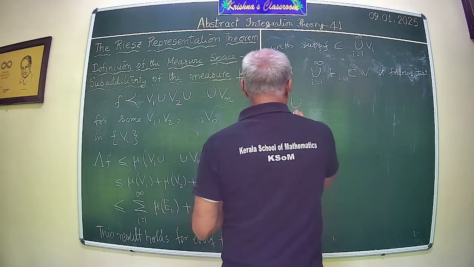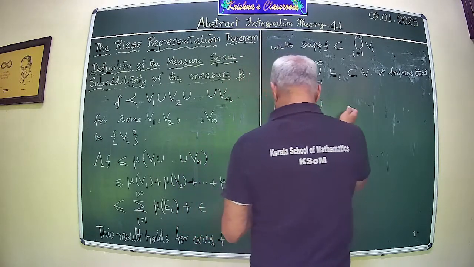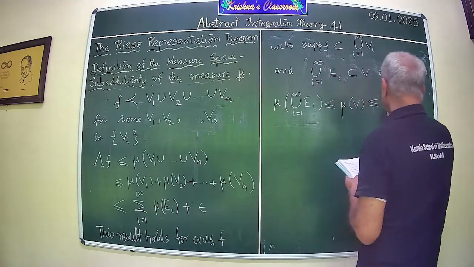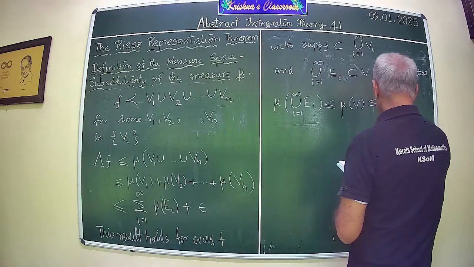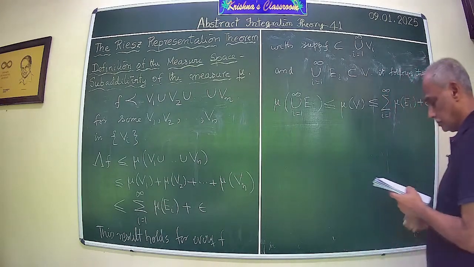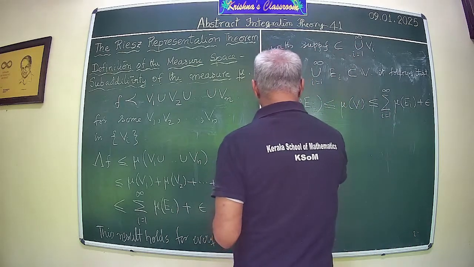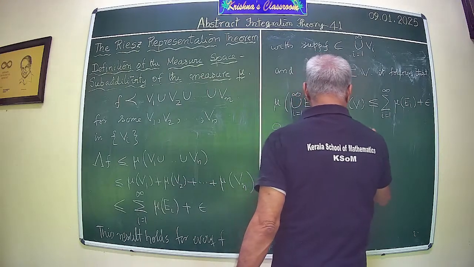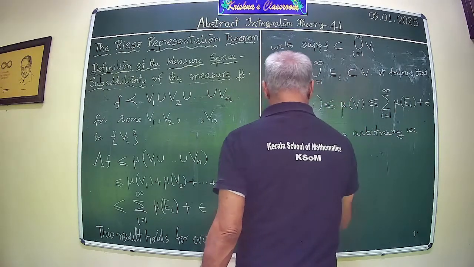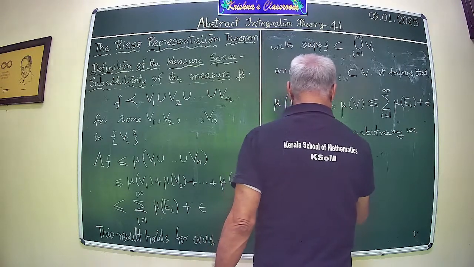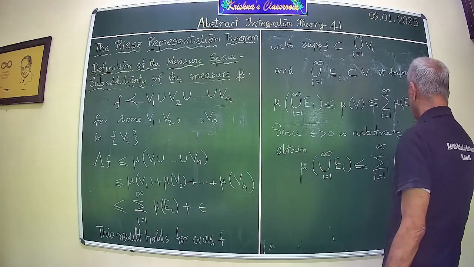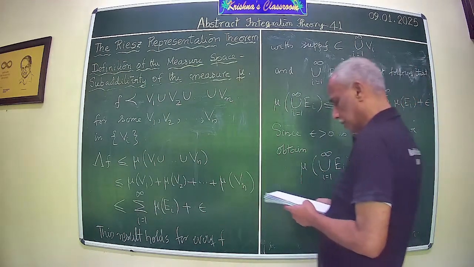mu of the union of Ei is less than or equal to mu of V, which is less than or equal to the sum of mu Ei plus epsilon. Since epsilon is arbitrary, you obtain mu of the union of Ei less than or equal to the sum of mu Ei. Now this is the property that we want.